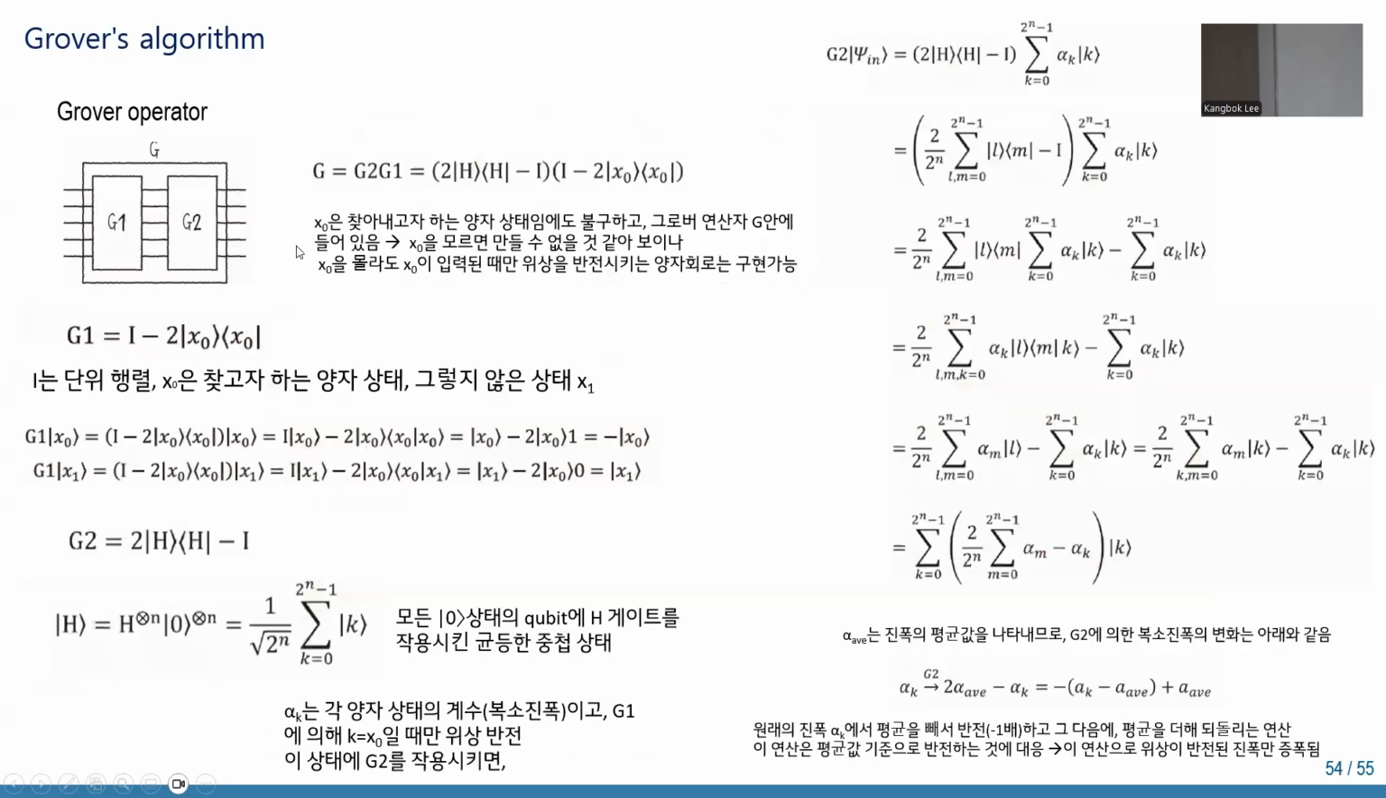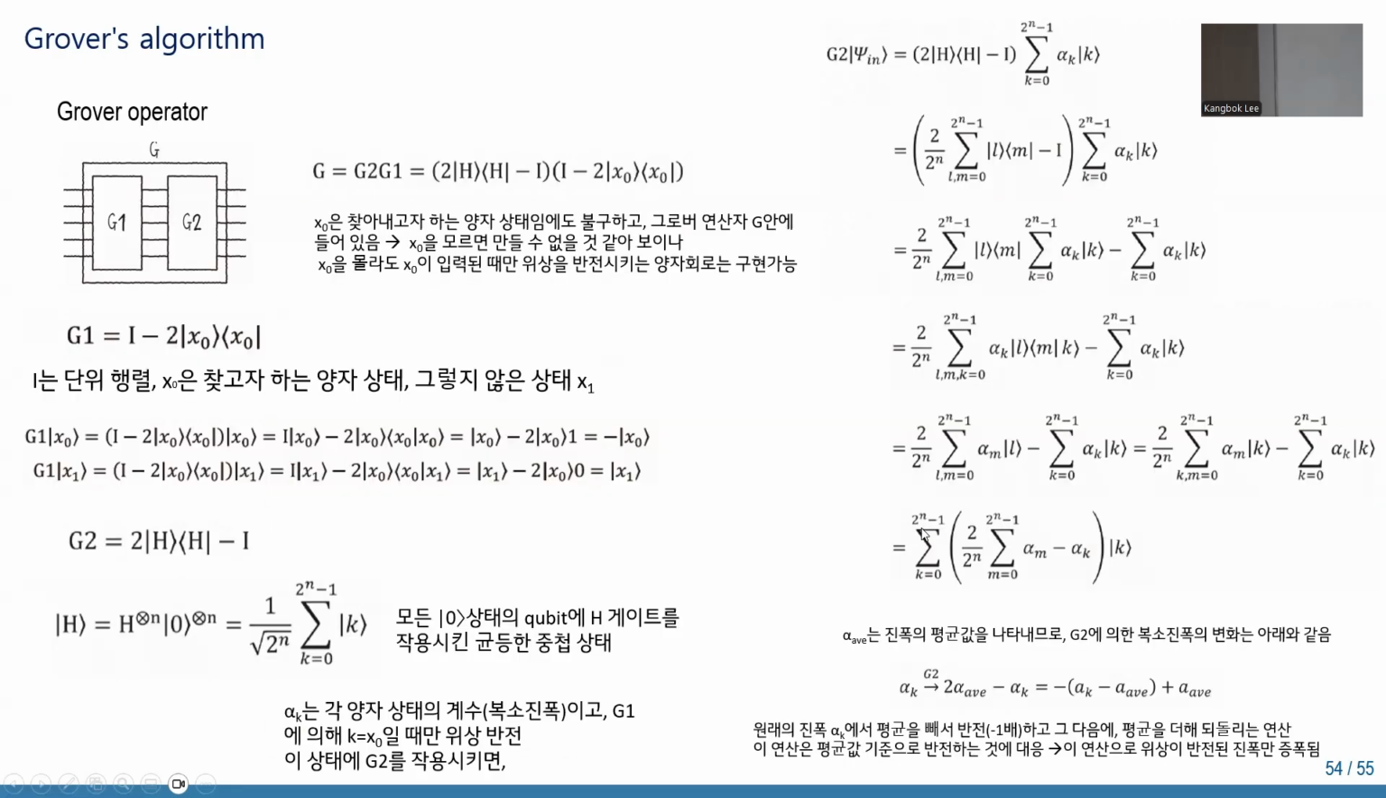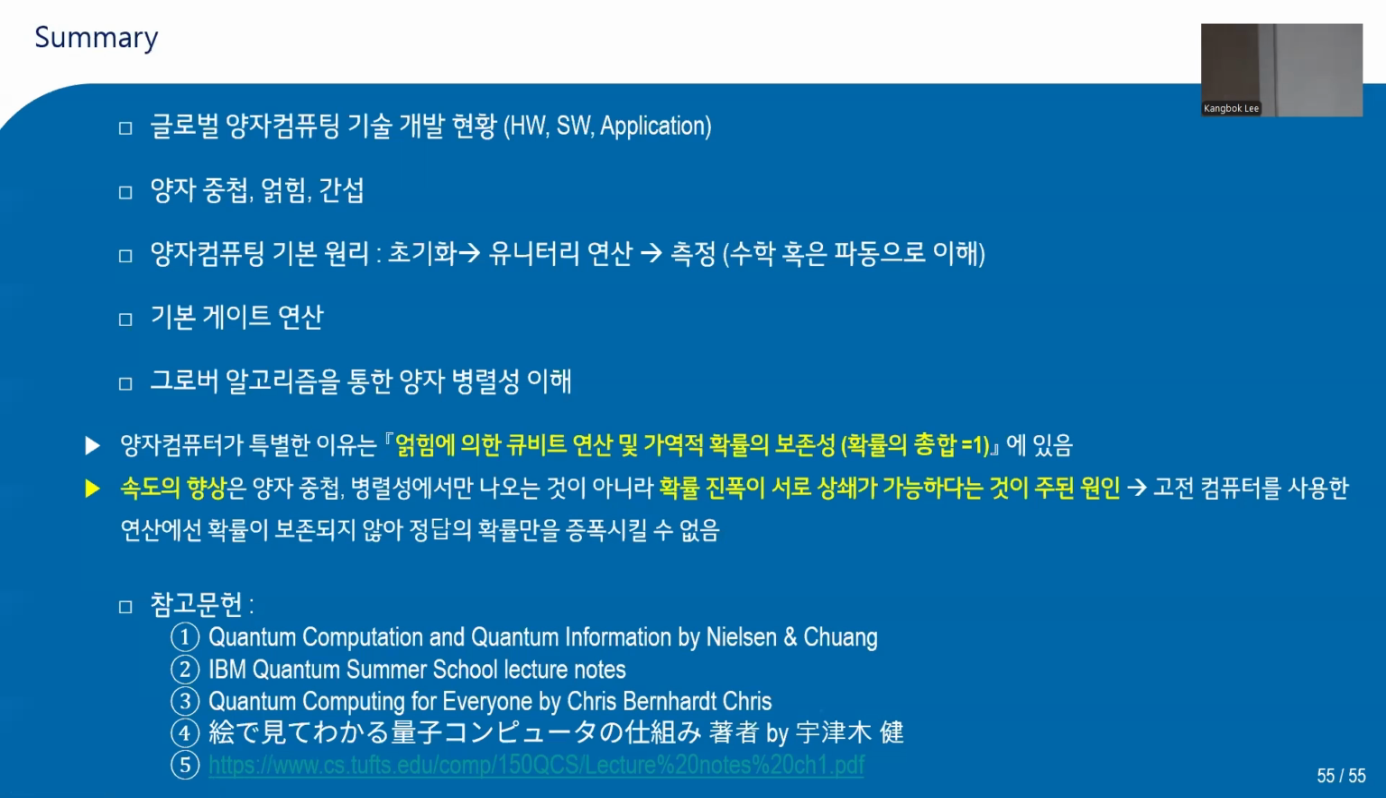So you will see mathematically why this can be. This is the oracle, and G2 can be expressed like this. G1 can be expressed like this. Just follow the mathematics, and you will see why this can be minus and this can be amplitude. So this is the summary of my talk. At least you have to know about this whole process of quantum computing and basic gate operation.